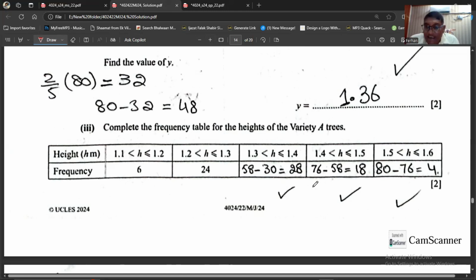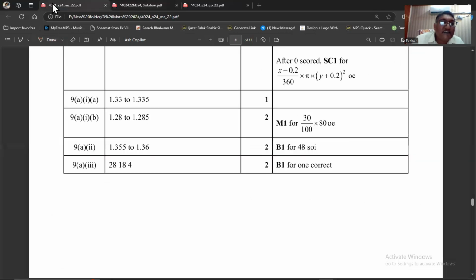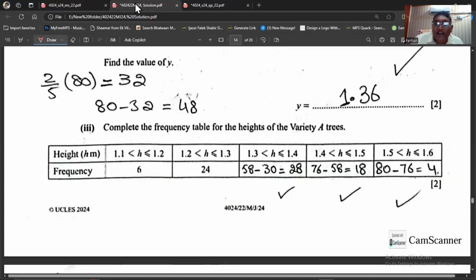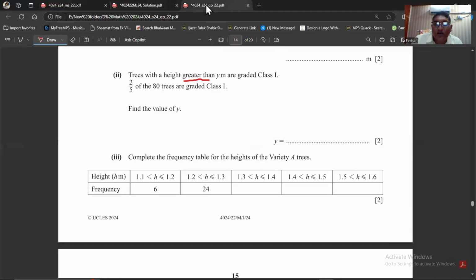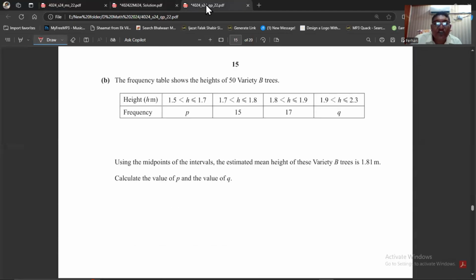At 1.6, I will check the cumulative frequency, and that is 80. At 1.5, I'll check the cumulative frequency, and that is 76. From 80, I will subtract 76, and that will give me the frequency for this class. It's a very important technique. Hopefully, you understand what I am saying. So let's check the answer, sir. Okay, 28, 18, and 4. 28, 18, and 4 is the right answer, sir. Hopefully, you understand this was a 2 marks question.